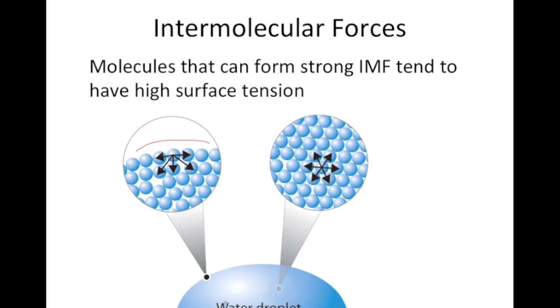Liquids that tend to form very flat droplets when put on a surface don't form very strong intermolecular forces, and so their droplets are much less spherical.